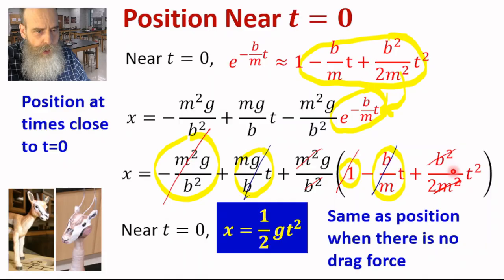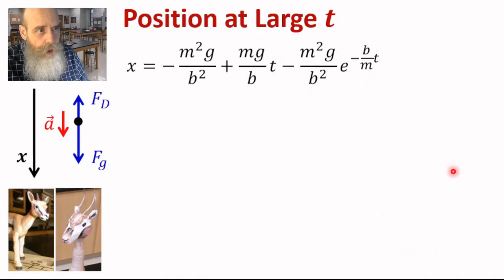So when t equals 0, velocity is 0 and there's no drag force. So the acceleration is g, the acceleration due to gravity. And using the kinematic equations, the position would be 1/2 g t squared. So this is what we expect it to be. That's good. Now, let's look at the position at large times.